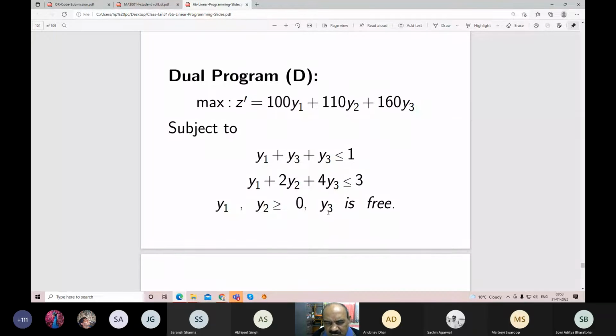So replace y3 by y4 minus y5. Once you replace in this manner, y3, y4 and y5 are non-negative. The difference of 2 non-negative numbers: if both are equal, it is 0. If the first one is more than the second, it is positive. If the first one is less than the second, it is negative. So you can replace y3 everywhere by y4 minus y5.